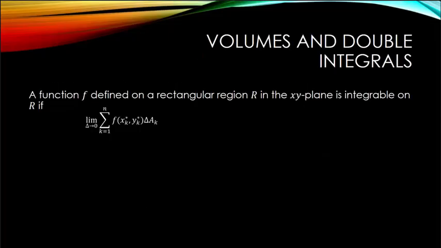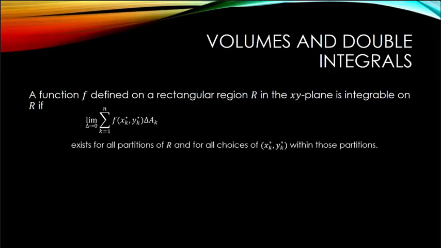So now we're going to talk about volumes and double integrals. A function f defined on this rectangular region R in the xy plane is integrable on the region R if the limit as delta goes to 0 of the sum from k equal 1 to n of f of x sub k star, y sub k star times delta A sub k exists for all partitions of R and for all choices of the points x sub k star, y sub k star within each partition.